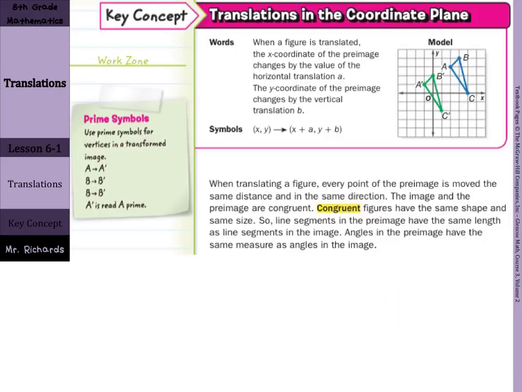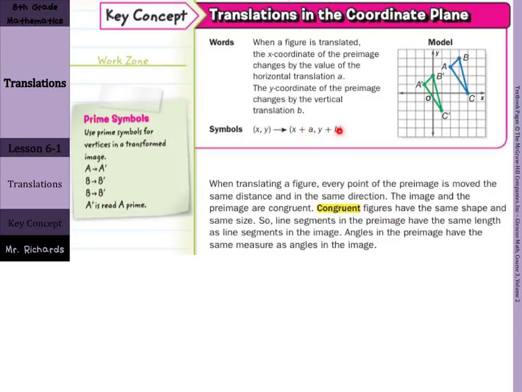Now, translations in the coordinate plane. When a figure is translated, the x-coordinate of the pre-image changes by the value of the horizontal translation A. The y-coordinate of the pre-image changes by the vertical translation B. So if we're saying we're going to the right 4 units, that 4 units is going to be our A. So we can take the x-coordinate and add whatever A is going to be. Same is true with our y.